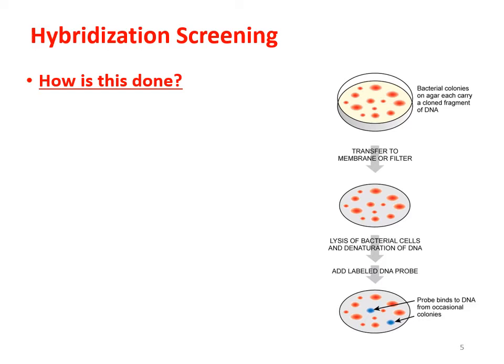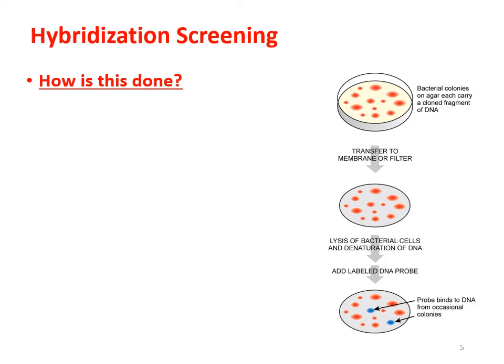Okay, so what you do then, once you have this membrane of all this single-stranded DNA of this library, you then cover that filter with a solution that has radioactively labeled single-stranded DNA probes that complement the exact gene that you're looking for.